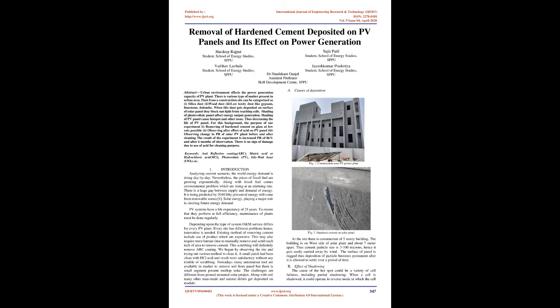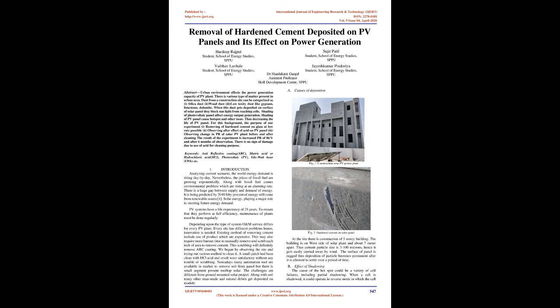When this dust gets deposited on the surface of a solar panel, it blocks sunlight from reaching the cells. Shade on a photovoltaic panel affects energy output. Shade on a PV panel causes hotspots and other issues, thus decreasing the life of the PV panel.